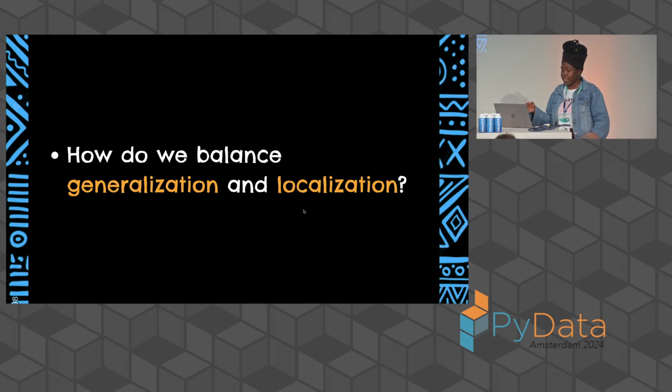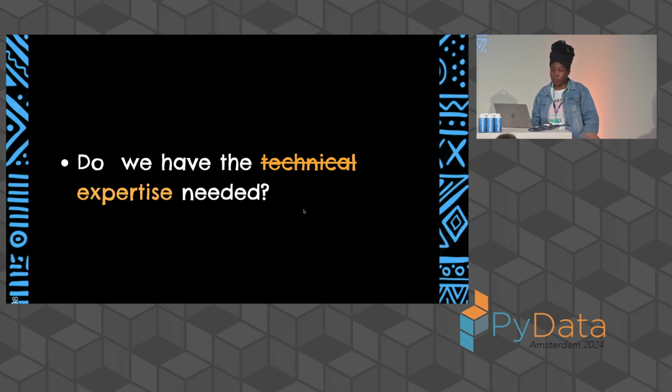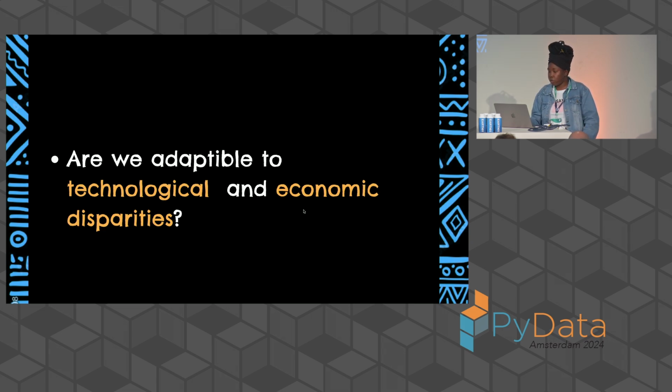And then how do you balance generalization and localization? Do you have the expertise needed, and not just technical? This is something people often overlook. Even the social expertise, you really need it. Actually, the social aspects are usually the most weight-carrying, because the technical, you already know how to go about generating data and how to develop models. And then you also want to look at the adaptability to technological disparities.